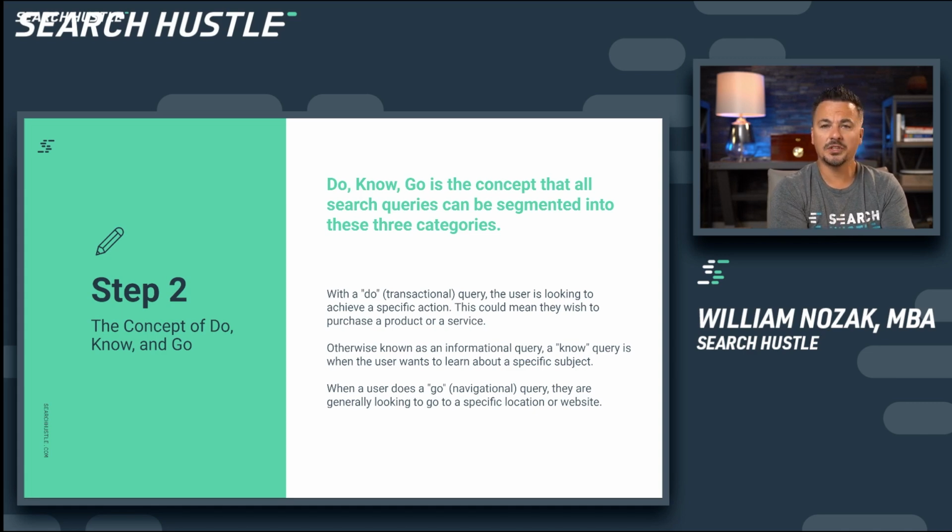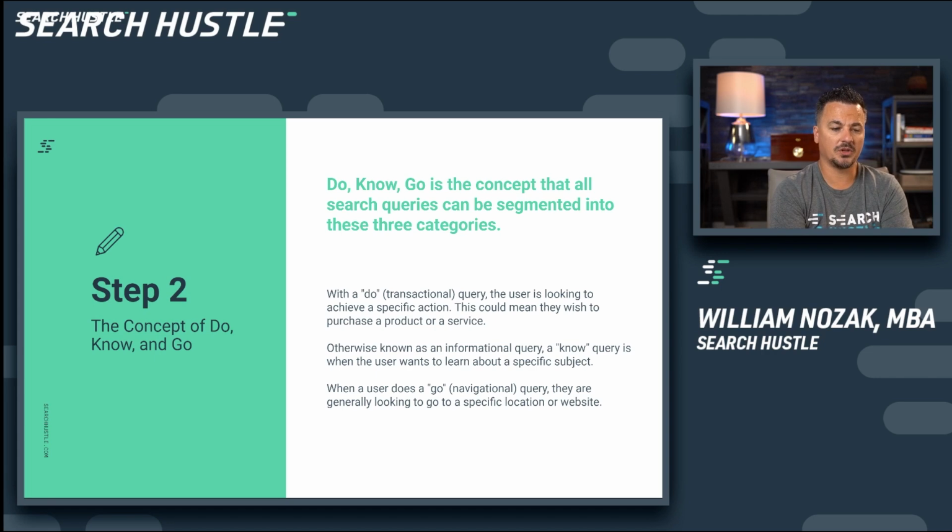With a do transaction, the user is looking to achieve a specific action. We like to say these are at the bottom of the funnel. They know what they want. They're oftentimes longer tail. They're more specific. People are ready to buy in the transaction. A lot of e-commerce sites pick up good traffic this way, but even a lead gen website is gonna get a ton of bottom of the funnel transactional queries. Hey, please call me back. I'm interested in your service, or a phone call. Otherwise known as informational queries.